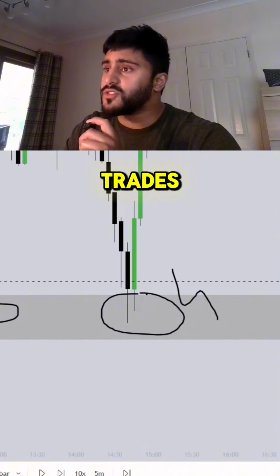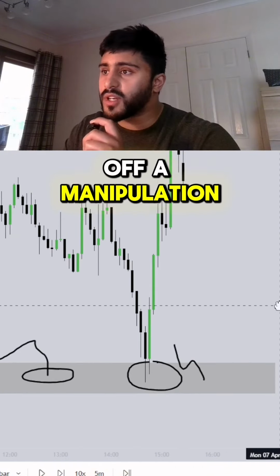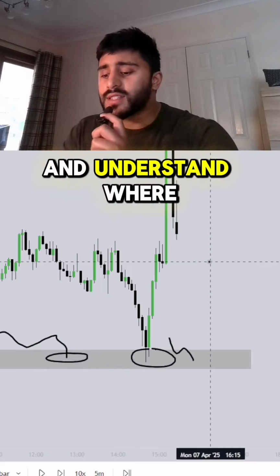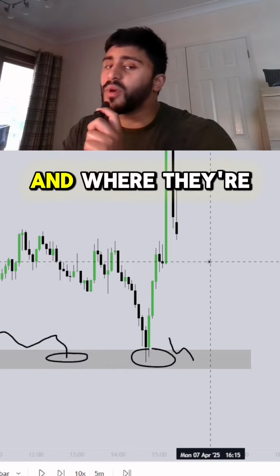So if you're looking to take trades, you need to understand, one, fair value gaps come off of manipulation, but to catch these high risk reward trades like you see over here, you need to pair it with order flow and understand where the buyers and sellers are being aggressive and where they're being passive.